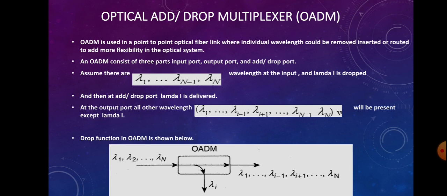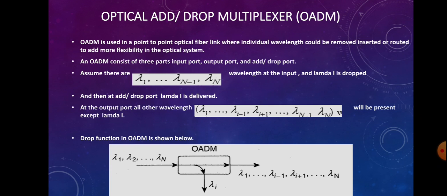An OADM consists of mainly three ports, that is input port, output port, and add drop port. You can see here a pictorial representation of an OADM. It consists of an input port, an output port, and another port shown downwards, that is the add or drop port. Suppose there are n wavelengths, that is lambda 1, lambda 2, up to lambda n, at the input. And in this case, we have to drop one of the wavelengths. Suppose lambda I is the wavelength that is to be dropped.